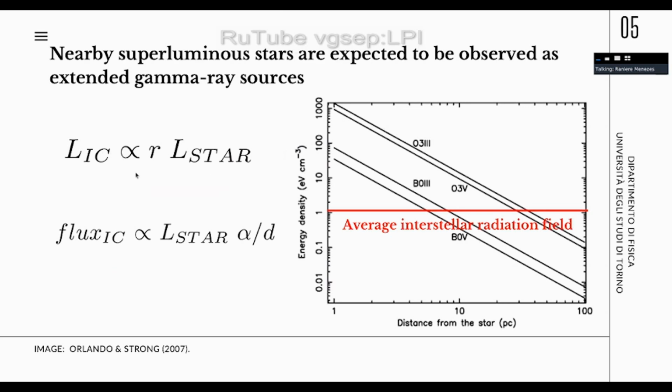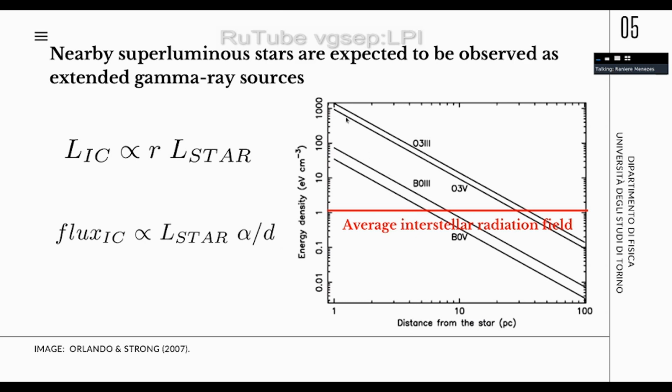The luminosity of a star in gamma rays depends on the optical luminosity of the star multiplied by the radius from the star. If you integrate from the center of the star to increasing radius in the photon halo, then of course you have more inverse Compton scattered gamma ray photons, so the luminosity increases. This makes the flux depend only on D, the distance from the Earth to the star. So it's not D squared, it's only D, the dependence of the total gamma ray flux.